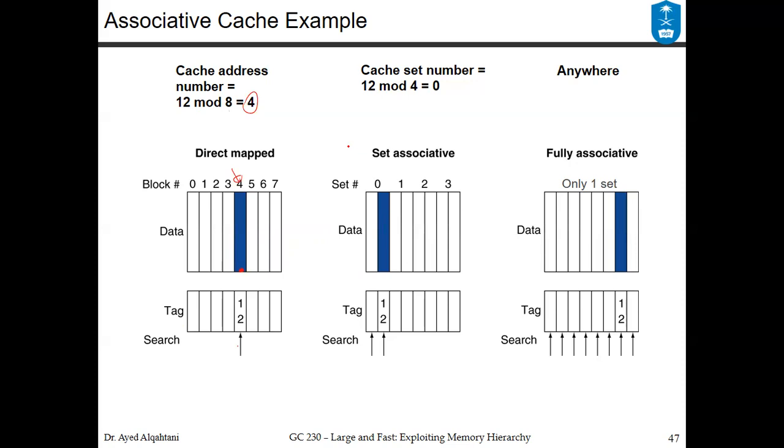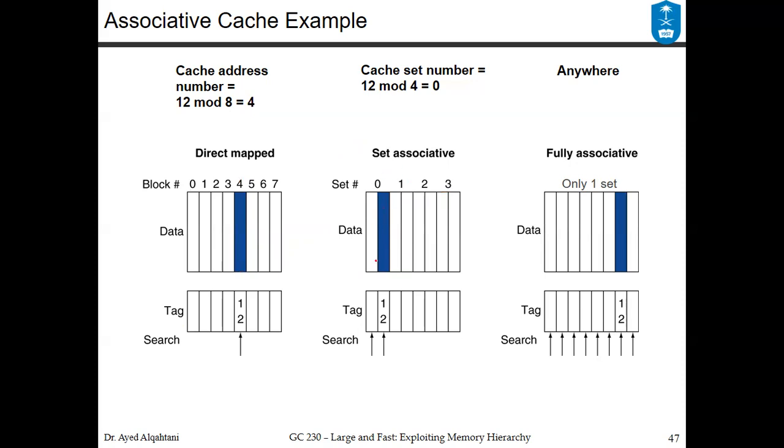now the set associative that we chose here is actually two-way set associative. Two-way set associative means that for every set, you have two locations. For this set, you have two locations. For this set, two locations. And for this set is also two locations.